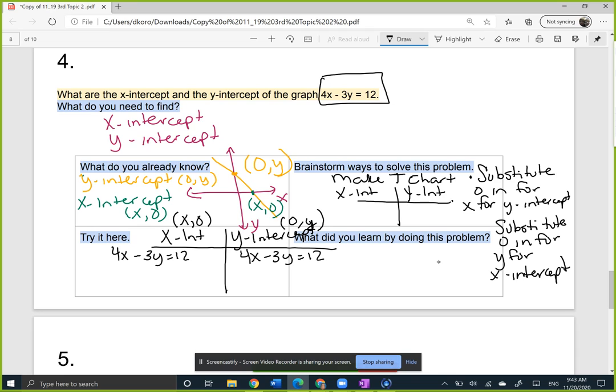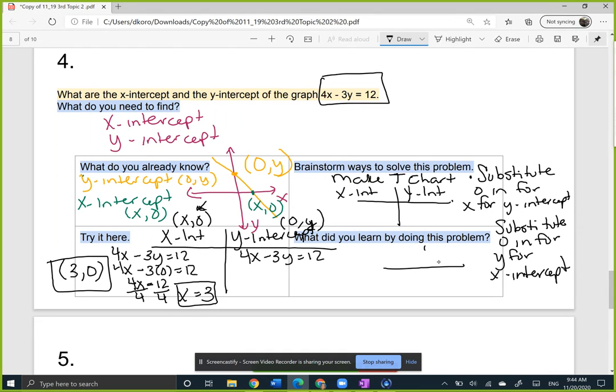Now you're going to substitute. You know the y is 0 here. So you're going to substitute 0 in for y. So 4x minus 3 times 0 is equal to 12. So 3 times 0 is 0, so I get 4x is equal to 12. I divide both sides by 4. X is equal to 3. So my ordered pair is 3 and 0. So if I were to graph this, my x-intercept is at 3 and 0.